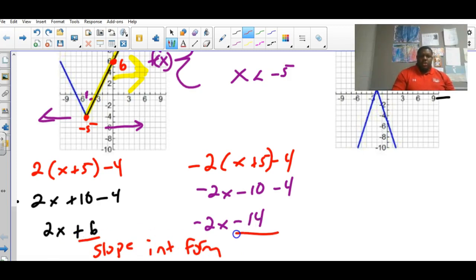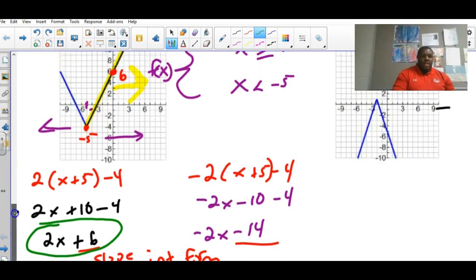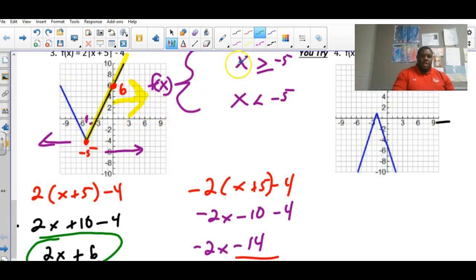Now, these are your y-intercepts. So check this out. Which equation has the y-intercept of 6? That would be this equation right here. This equation has the y-intercept of 6, so this equation matches this side. But look at the equation. Which one of these equations represents traveling to the right? If you remember, x is going to be greater than or equal to negative 5. So that would be this first one. This equation, 2x plus 6, goes with this condition.